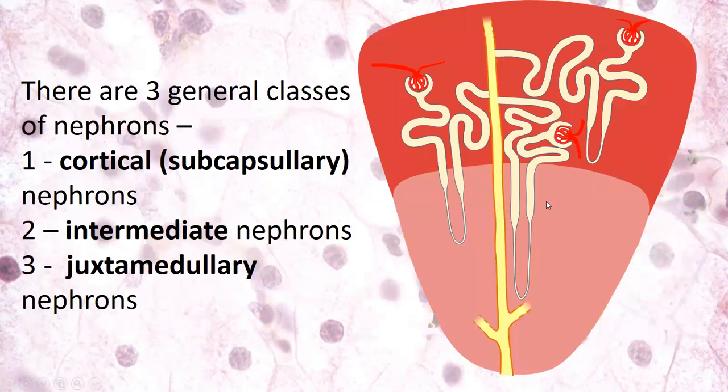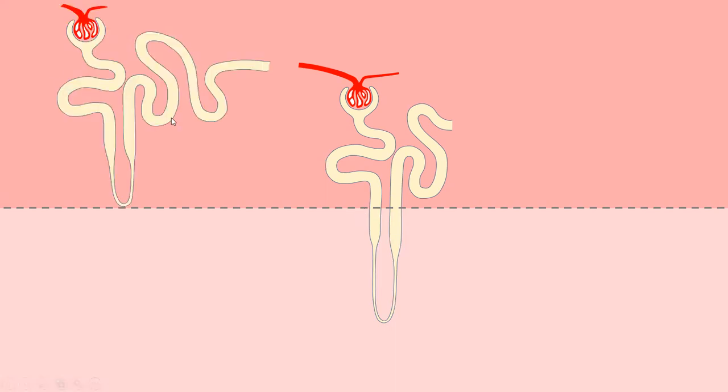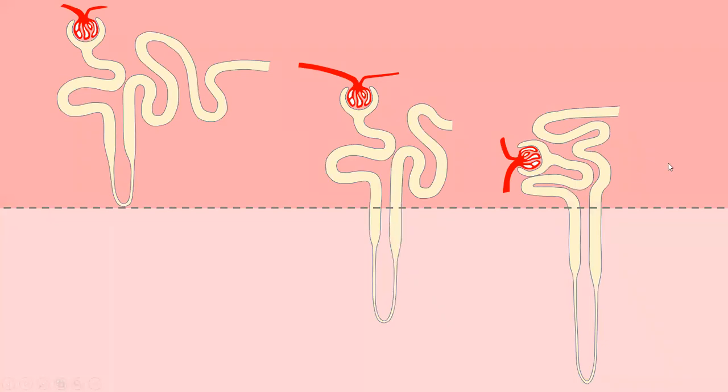Here we can see, and now let's go to the classification of nephrons, and later we'll go back to the blood supply. So there are three general classes of nephrons. There are cortical subcapsular nephrons, intermediate cortical nephrons or typical nephrons, and also there are juxtamedullary nephrons, which are located near the medulla. So typical nephrons, their straight tubules and thin tubule are going to the medulla. It's a typical nephron. Also we have subcapsular cortical nephrons and juxtamedullary nephrons.